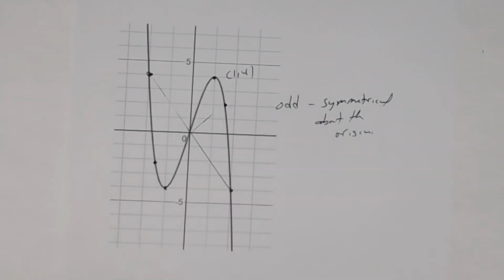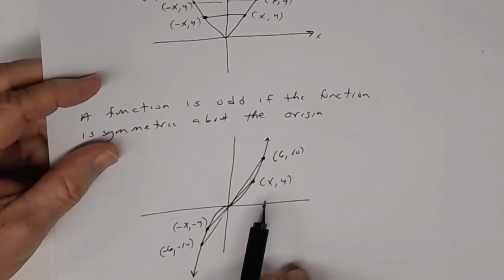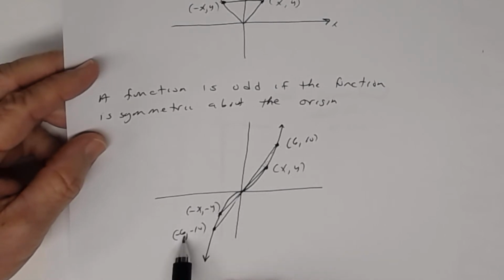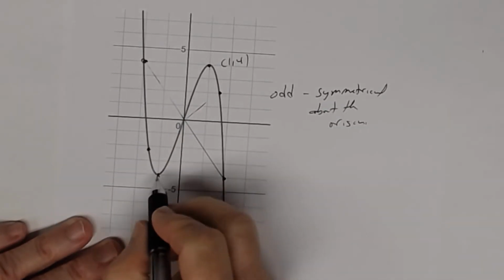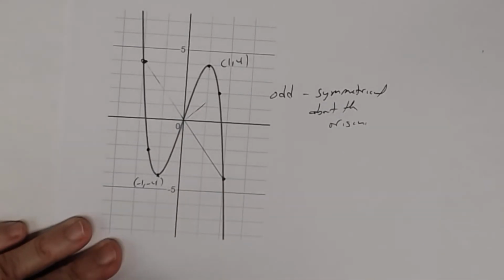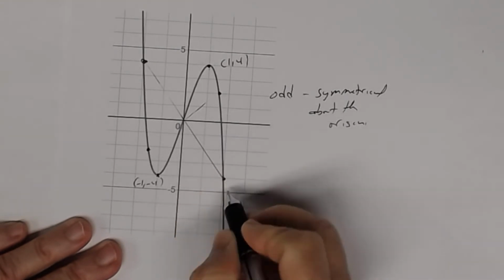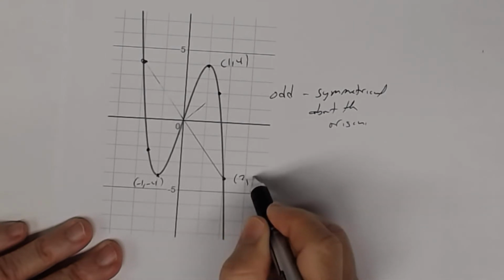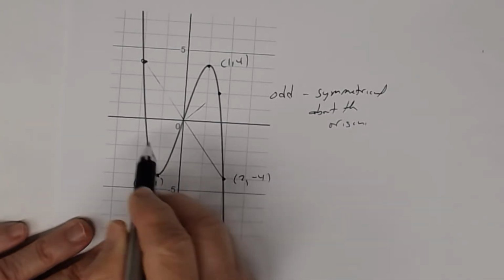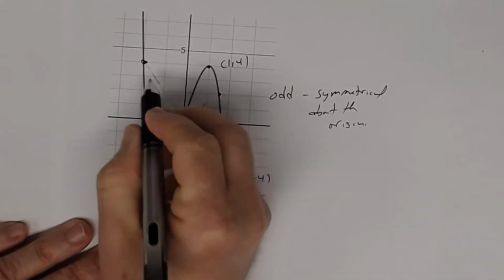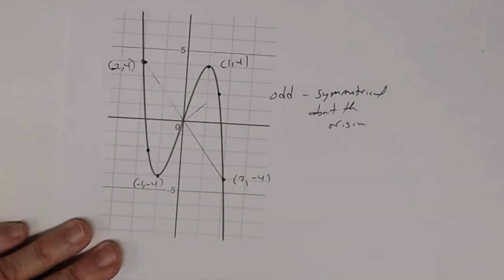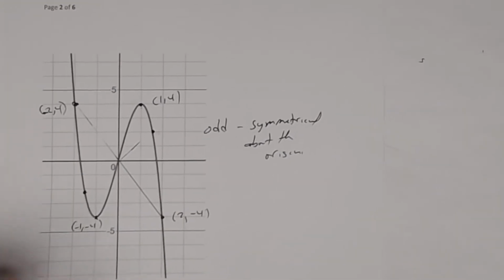Remember we said earlier, here's the one that's odd. If x, y is on the graph, then the opposite of x and the opposite of y better be on the graph. So in other words, if 1, 4 is on the graph, then -1, -4 better be on the graph. If, let's say this is 2, -4. If 2, -4 is on the graph, then -2, +4 better be on the graph. And that's what this is right here. Okay? All right. So that was that one. Let's look at another one.